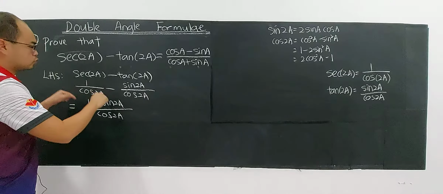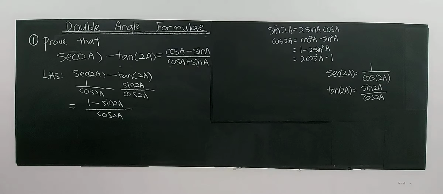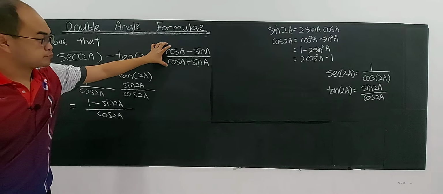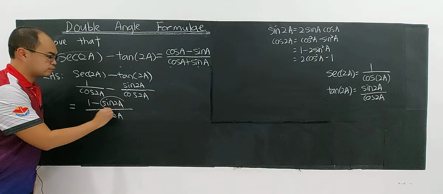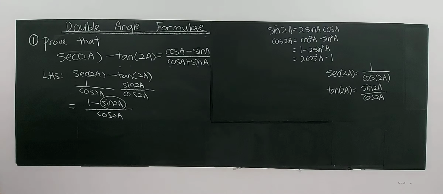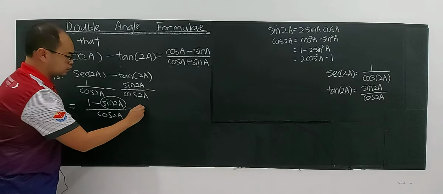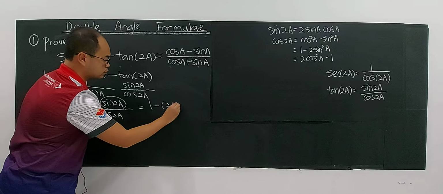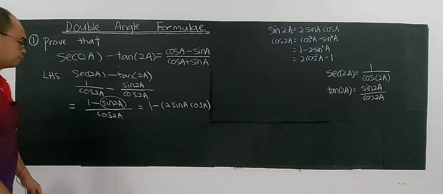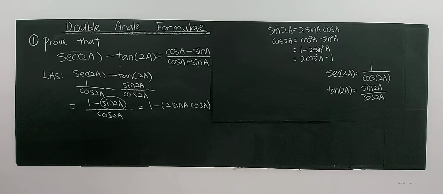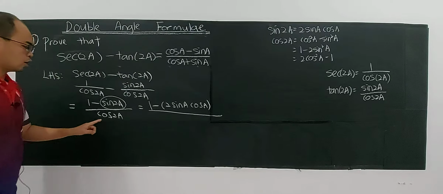Now this becomes two terms. Combine the fraction to become only one term. But how to go from here to here? Okay, never mind. We try to look at sine 2A, right? There is only one formula for sine 2A, so just put in the formula. So 1 minus 2 sine A cos A, divided by cos 2A.